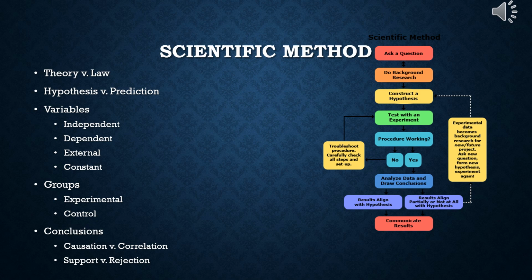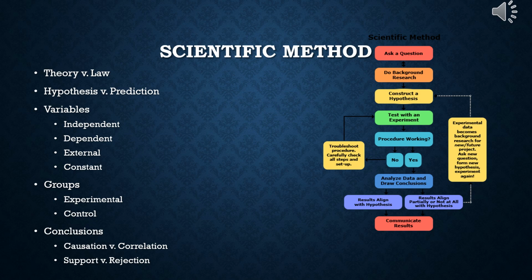Speaking of variables, there are 4 different types that you should be familiar with when you're talking about research. You have independent and dependent variables. These are the ones that you're studying. Your independent variable is what is modified. Your dependent variable is what you measure. How does the changing of your independent variable affect the response of your dependent variable?